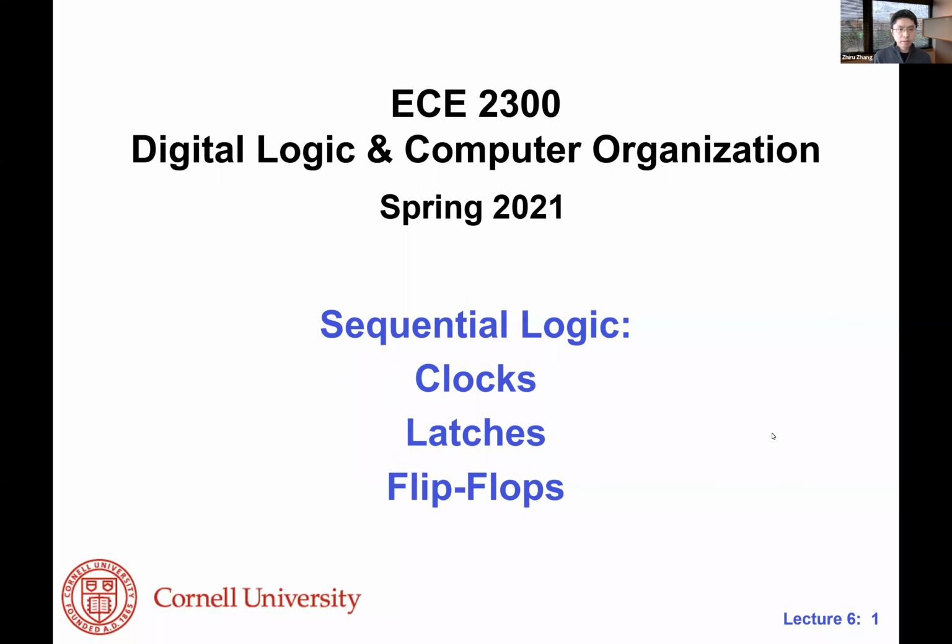So today we're going to cover sequential logic. This is actually a very important lecture. When I say important, I really mean it. Today we are going to introduce quite a few new concepts: a latch, flip-flop, and clocks.